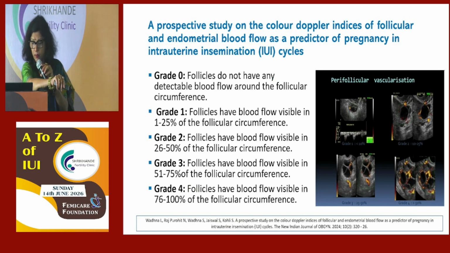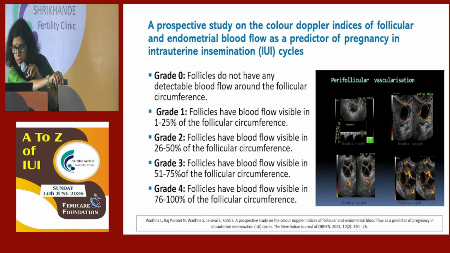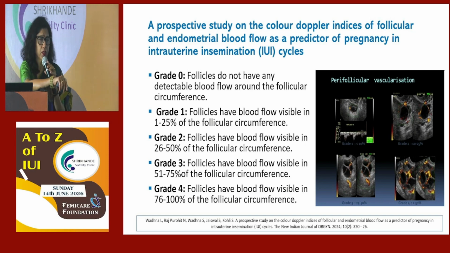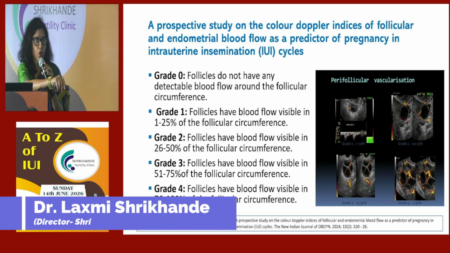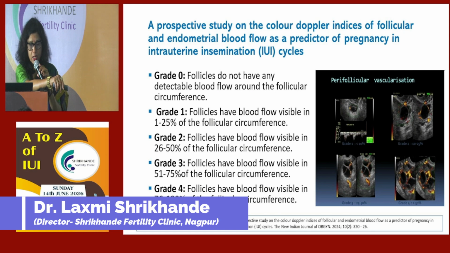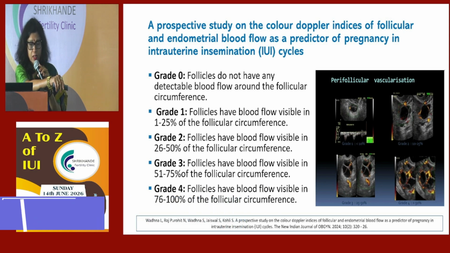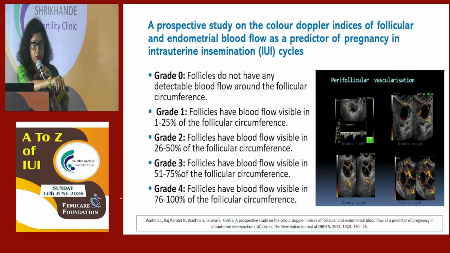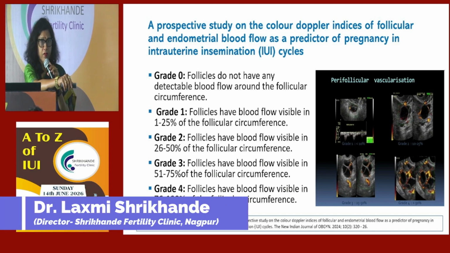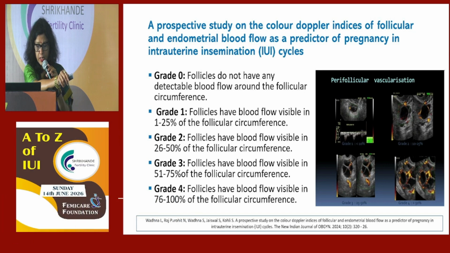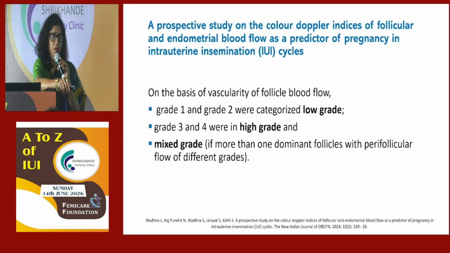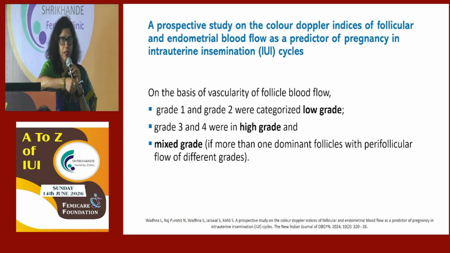This is a study which was published, I think, recently in 2024. This was a prospective study on the role of color Doppler in IUI cycle monitoring. Of course, they have divided these follicles into grades 1, 2, 3, 4. Grade 1 is 25%, grade 2 is 50%, grade 3 is 50 to 75%, and in grade 4 blood flow will be visible in 75 to 100% of the follicular circumference. So it's quite obvious and logical that grade 3 and 4 are good follicles.